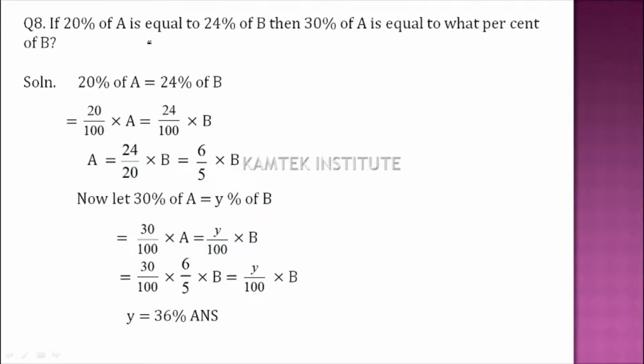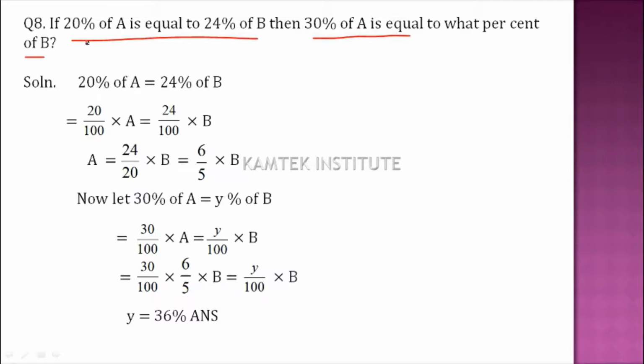Fine. So we come to question number 8 now. It says 20% of A is equivalent to 24% of B. Then 30% of A is equal to what percent of B? This sum appears tricky, but actually it is very simple if you try to understand the sum and do as they have given to you.